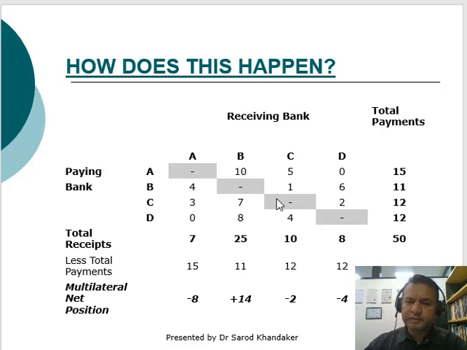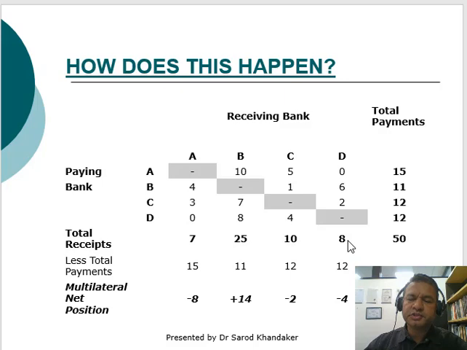In the same way, Bank B will receive $25 from different banks. However, it needs to pay $11, so its net position is plus $14. Bank C needs to pay $10 to other banks, but it will have a payment of $12. So it will receive $10 and pay $12, so its net position is -$2.